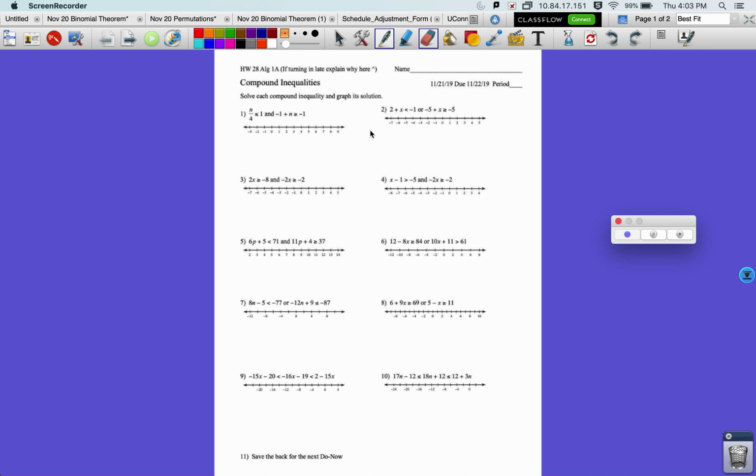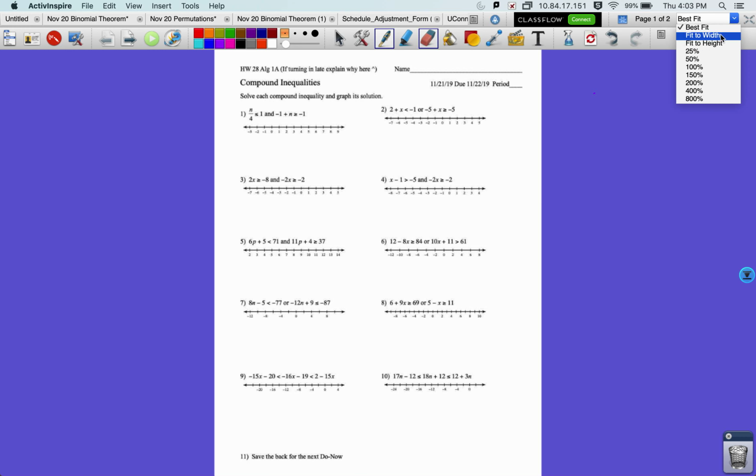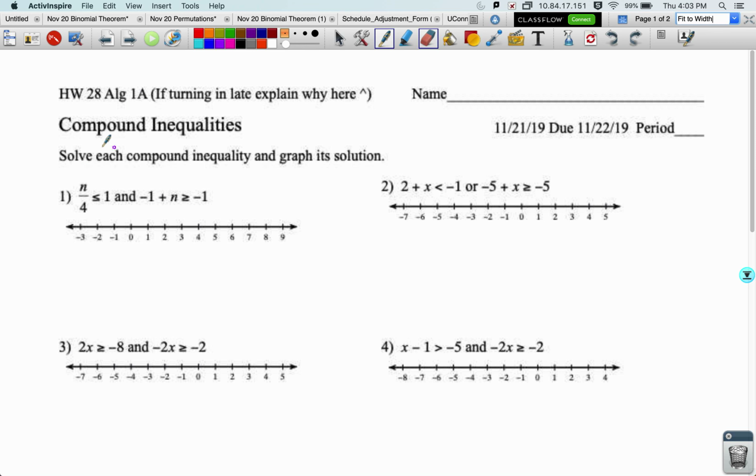For the compound inequalities homework, let's get started with problem number 1 here. When we graph this, the first thing we want to look for is if it has the word and or or in it. That's going to be pretty important. Based off of that word, we might have no solution or infinite solutions.